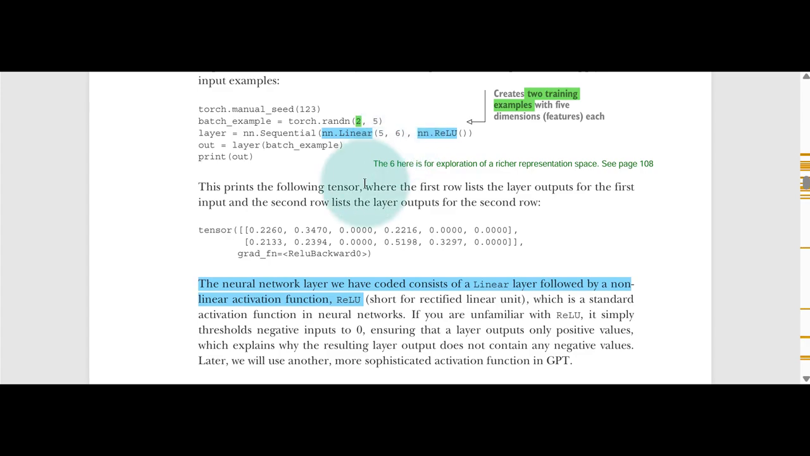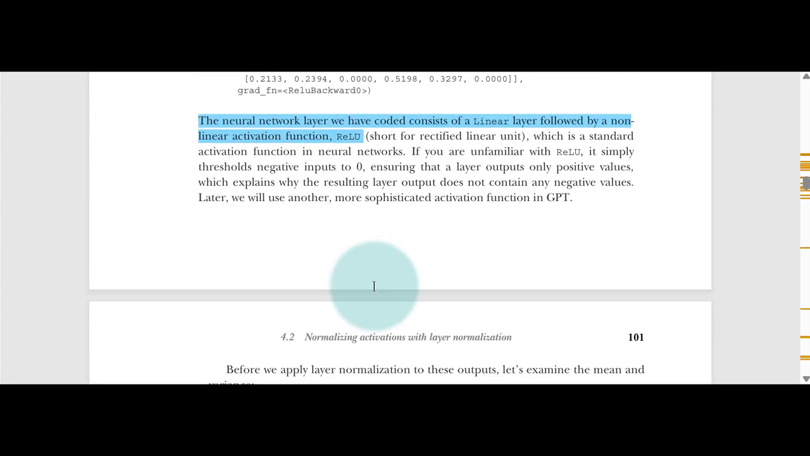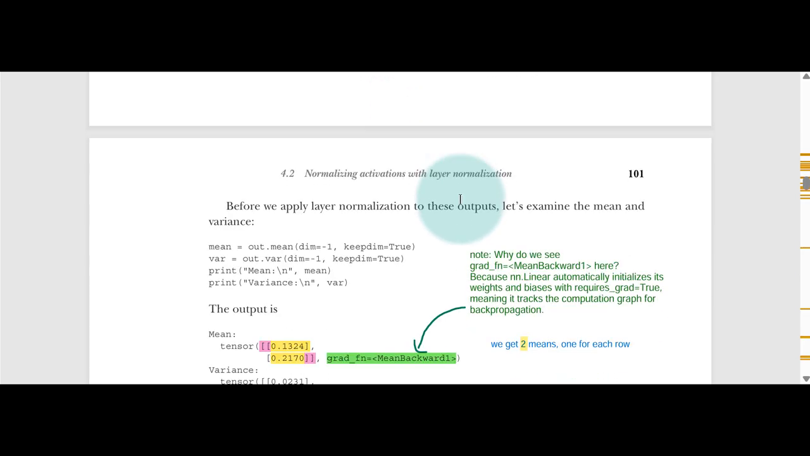Okay, now you might wonder why did he do that? Why did he expand it to 6? He's just playing around, so just let him do it. So we're going to supply our linear layer and then the ReLU, and we have 2 elements in our batch, so we should get 2 of these, each with 6 values in it. That's what we get. So he says the neural network layer we have coded consists of a linear layer followed by a nonlinear activation function, ReLU. Okay. Later we'll learn about other activation functions, but right now he's using ReLU.